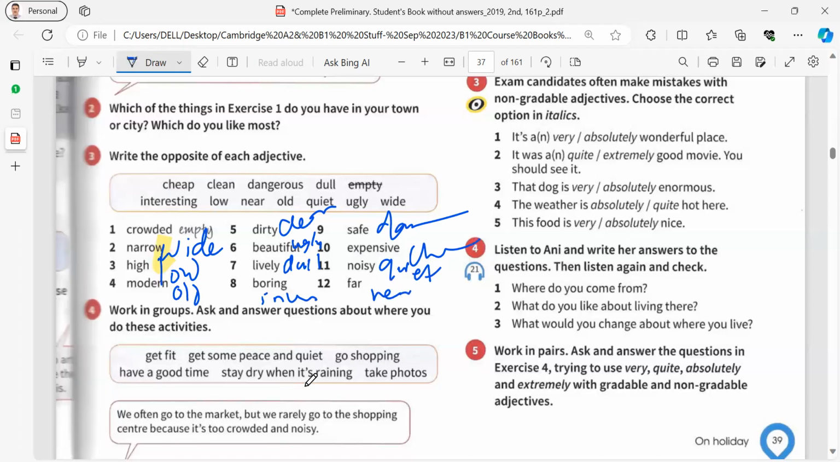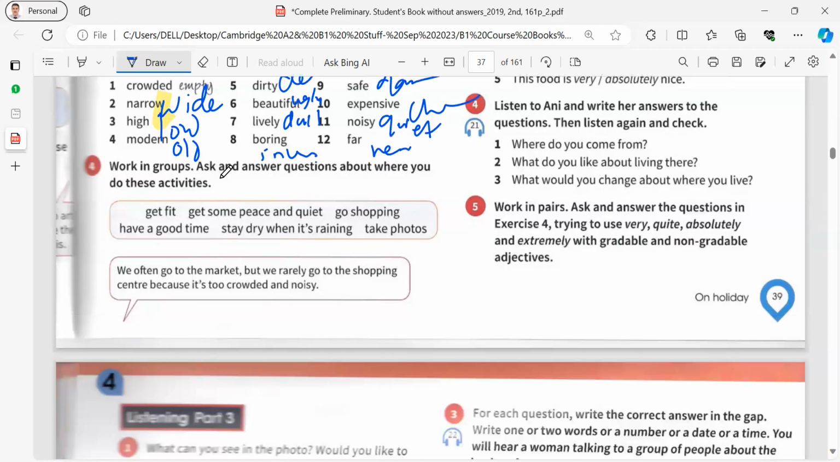Ask and answer questions about where you do these activities. Where do you get some peace and quiet, go shopping, have a good time, stay dry when it's raining, take photos? For example, we often go to the market, but we rarely go to the shopping center because it's too crowded and noisy. What about you, Nawaf? Where do you go to get fit?